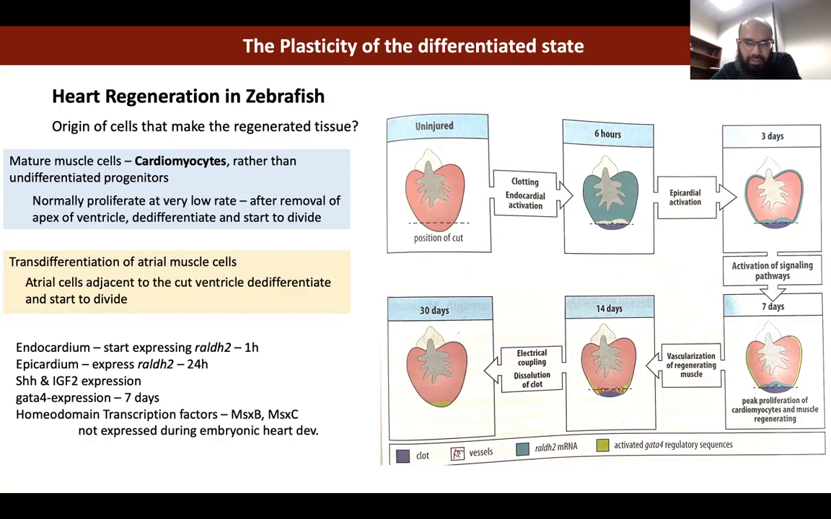Another thing, just before going into the details of signaling: it was also shown that there is a transdifferentiation of atrial muscle cells. So this is the atrium, and the atrial muscle cells could also transdifferentiate. Somehow they get the message that there is a wound in the ventricle, that there is an injury, and they start transdifferentiating into ventricle muscle, and then they fill up this wound and regenerate the muscle.